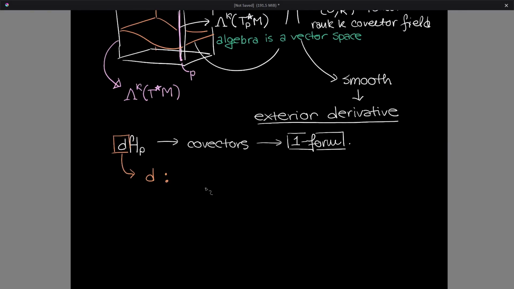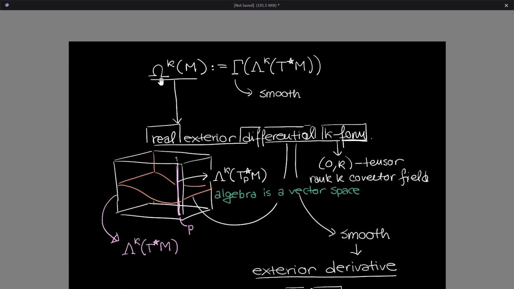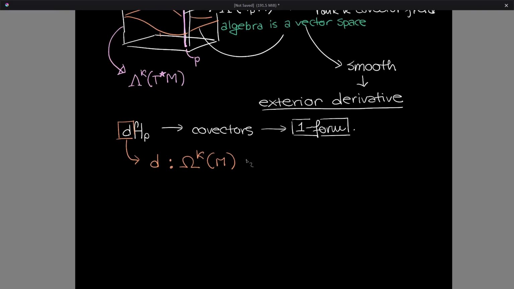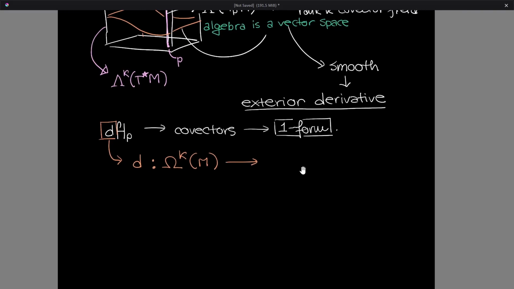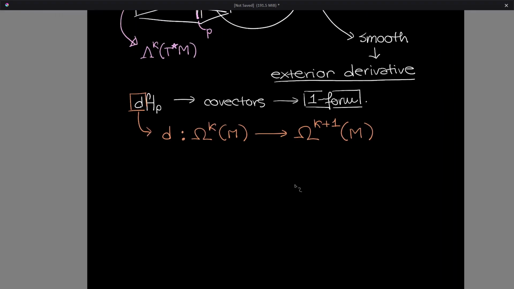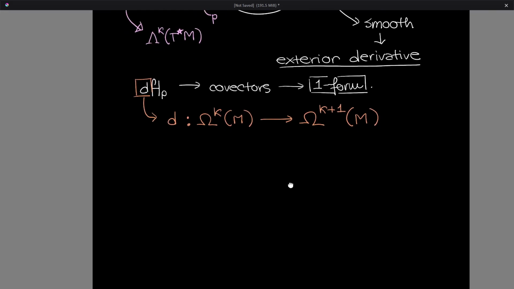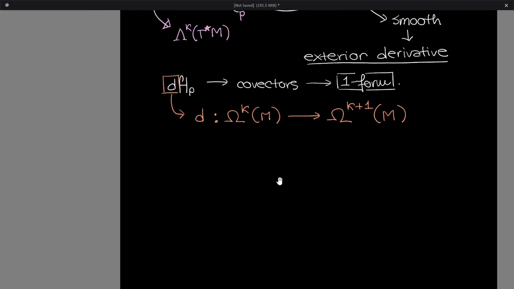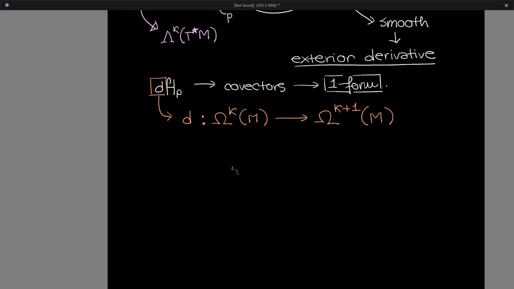So d is a map that goes from omega k on M. Remember, omega k, that's these smooth sections, and the derivative will increase the degree of these. So it'll give you a k plus 1 form from there. And so if we think about some of the properties of this, number one, it has a graded Leibniz rule.